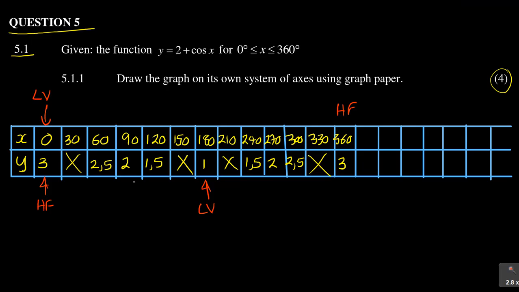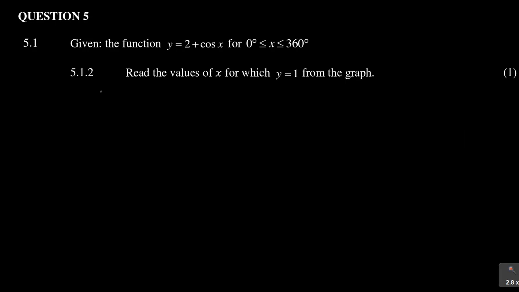So looking at previously, it says draw the graph on its own system of axes using the graph paper between 0 and 360. So we've drawn that graph. You get your 4 marks. Now let's see, there's a next question, says read the values of x for which y is equal to 1 from the graph. Now that is actually what I wanted also to show you.